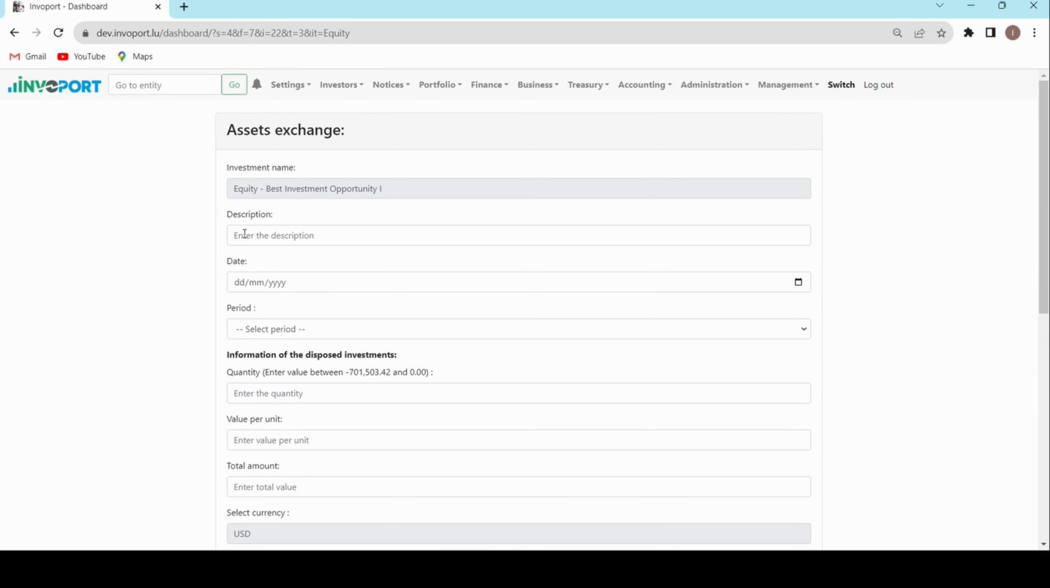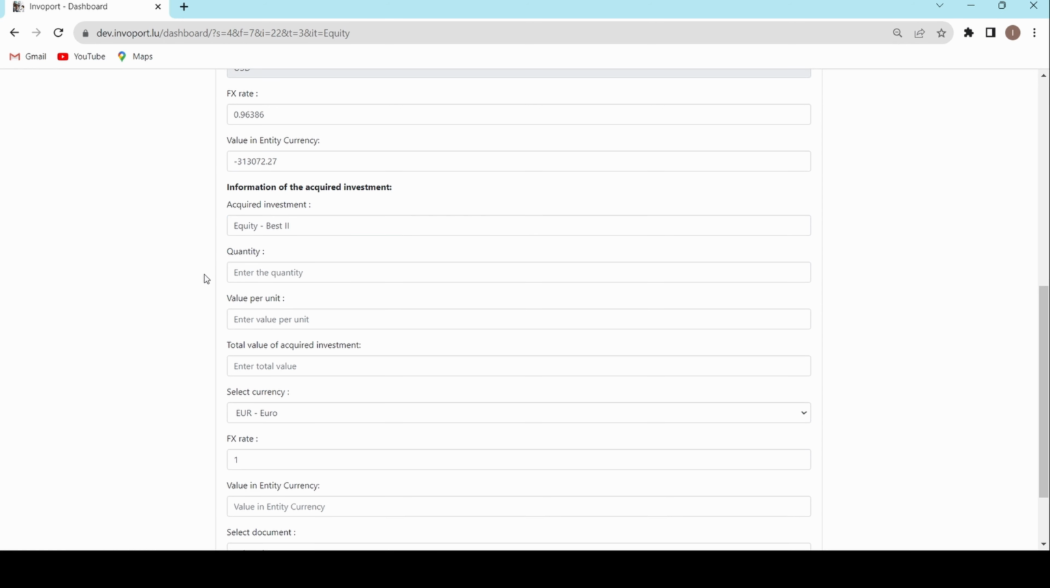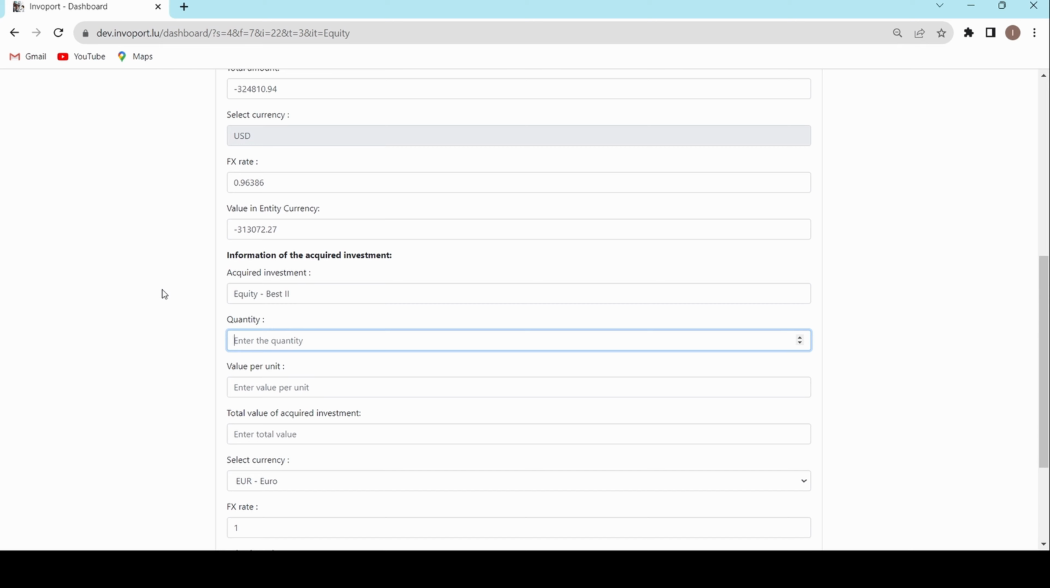You can at any moment view the outstanding balance of your portfolio investments in their original currency and in your functional currency. If you're receiving dividends from one of your equity investments, you can select Dividend as transaction type, complete the form, save it, and don't forget to approve the transaction.